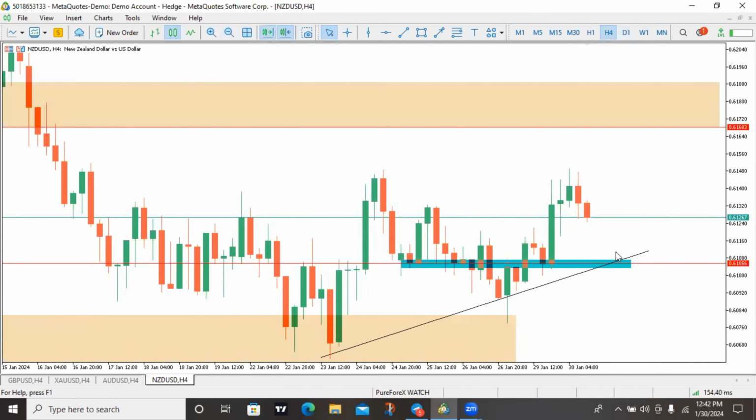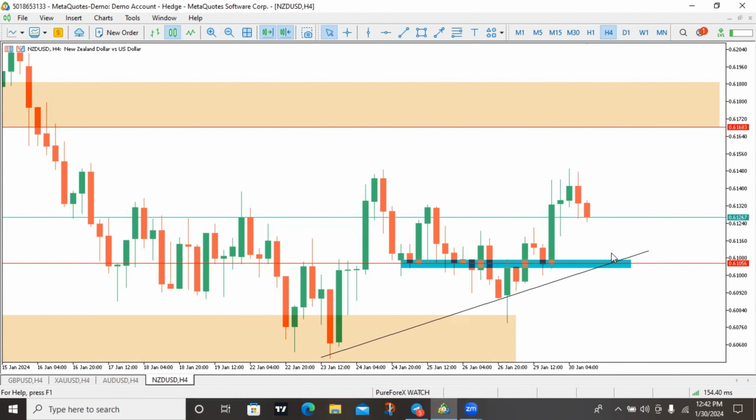So on the H4 time frame, we're going to be waiting patiently for price to come to this area where we look for opportunity to buy. So this is what we are expecting on NZD USD today, 30th of January, 2024. All right. So guys, let's wait. I'm going to give you updates on this trade.